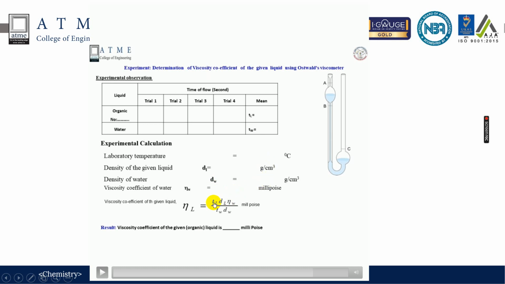Now, you know the value of density of liquid, viscosity of water, time taken by the water, density of water, and also time taken by the liquid. You can calculate the viscosity of liquid at this particular temperature. So this is how Ostwald viscometer is used to measure the viscosity coefficient of the given liquid.